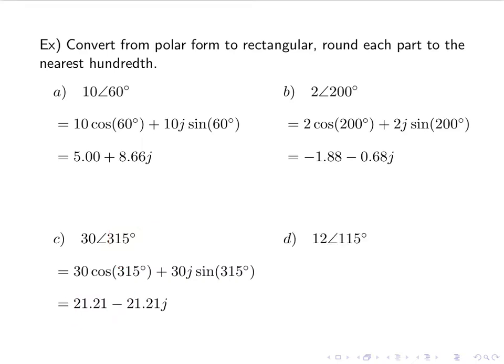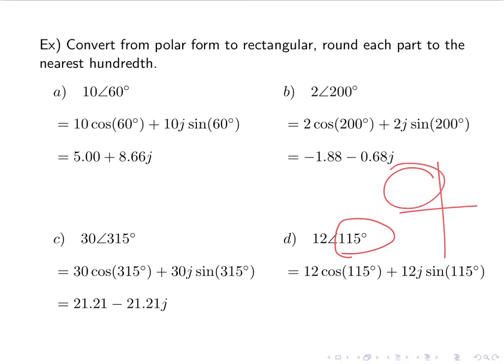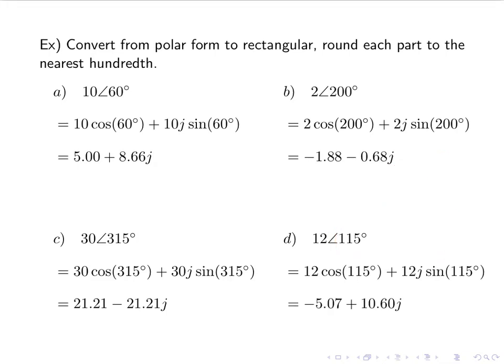And then 12 with an angle of 115 degrees. That just translates to 12 cosine of 115 degrees plus 12j sine of 115 degrees. 115 degrees is quadrant 2. So when I get my answer, I know that my X or my A, my real part, should be negative, and my imaginary part should be positive. And I get just that, negative 5.07 plus 10.60j.